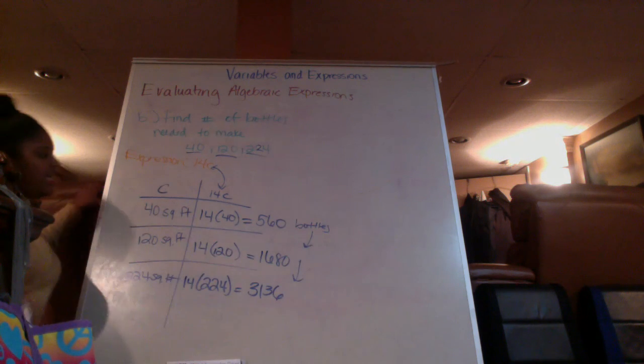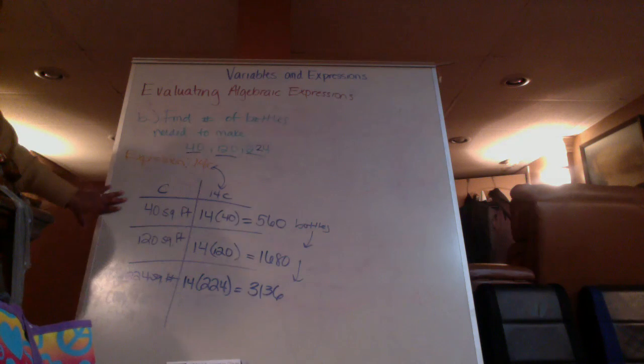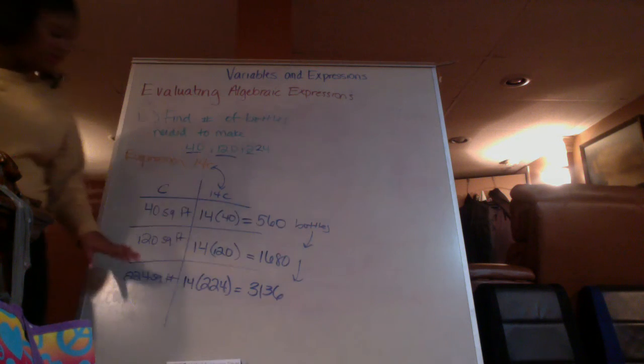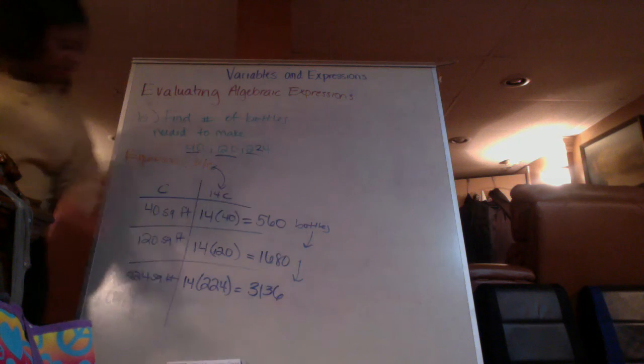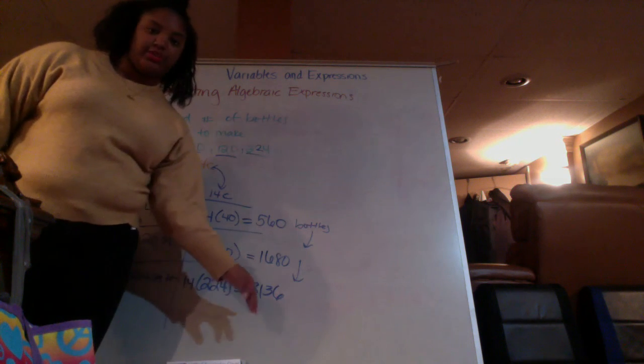So, according to this problem, to make 40 square feet of carpet, we need 560 bottles. To make 120, we need 1,680. To make 224 feet, we need 3,136.